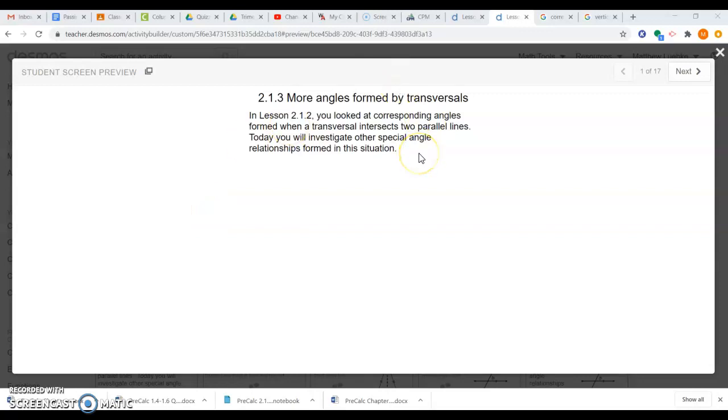Okay, here is the video guide for lesson 213, more angles formed by transversals. So we talked about this a little bit in 212, when we have parallel lines getting cut by what we call the transversal, we get different relationships that form out of it. The one we saw in 212 was the corresponding angles. Okay, so we're going to move on and we're going to look at more of those.